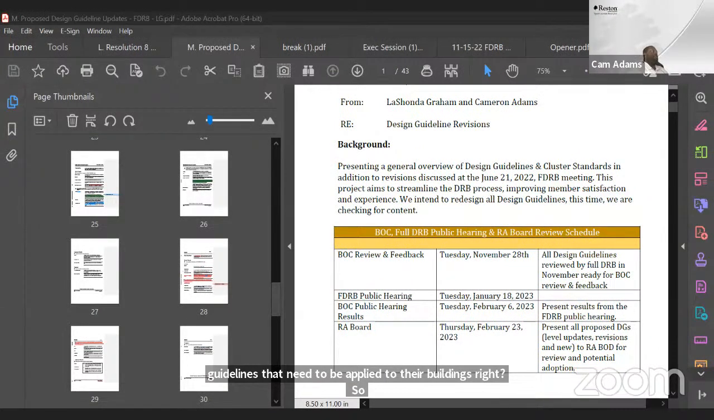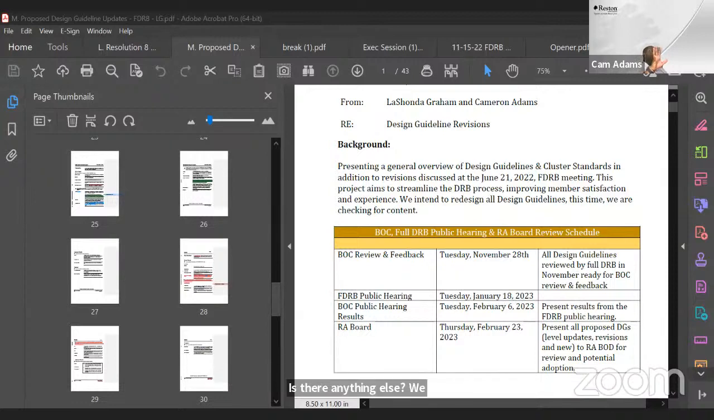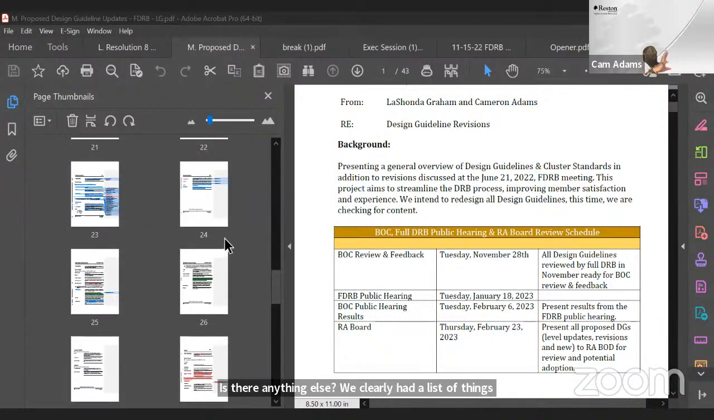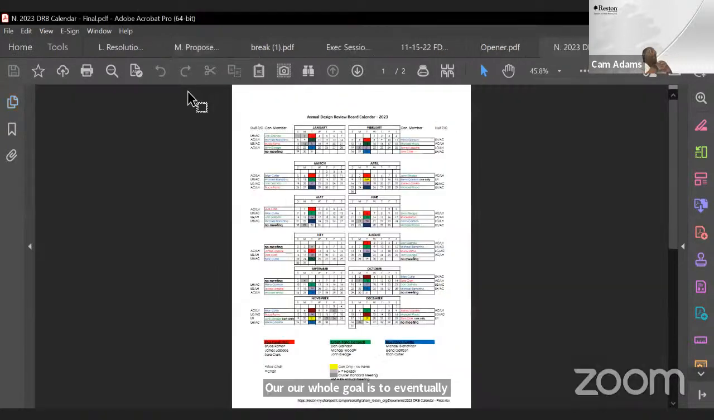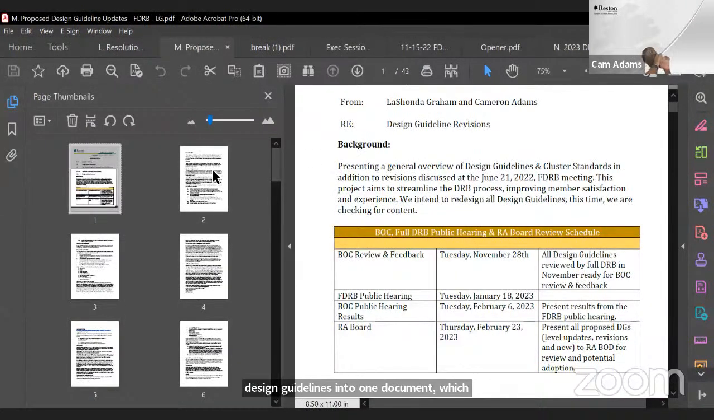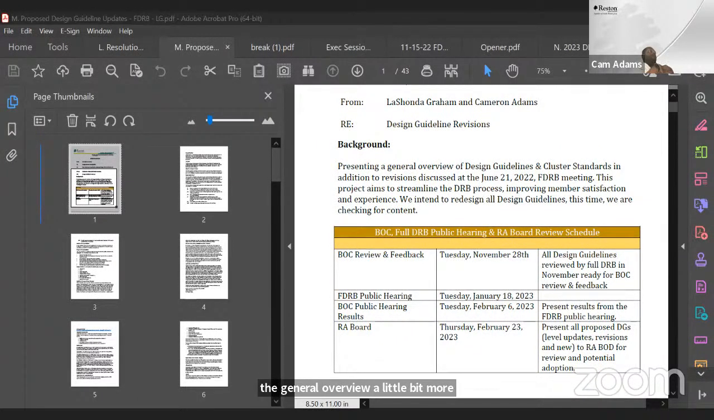Is there anything else? We clearly had a list of things that we were going to work on, the overview. And just so you know, working through it in our heads, our whole goal is to eventually combine all of the design guidelines into one document, which would make the general overview a little bit more illustrative in terms of setting up what precedes it, so that members have more of a bite of what this actually means, because they just have it piecemeal now.